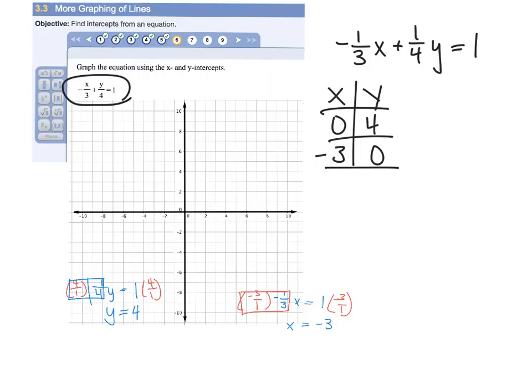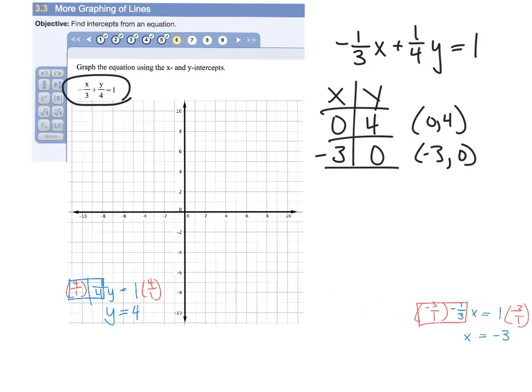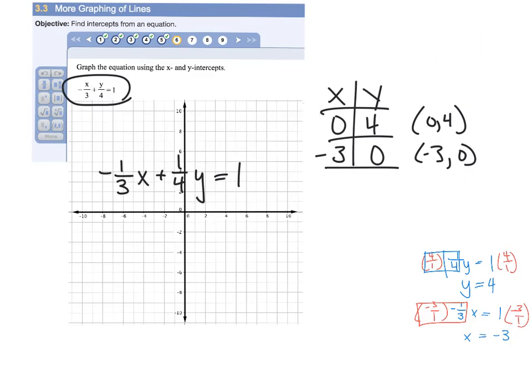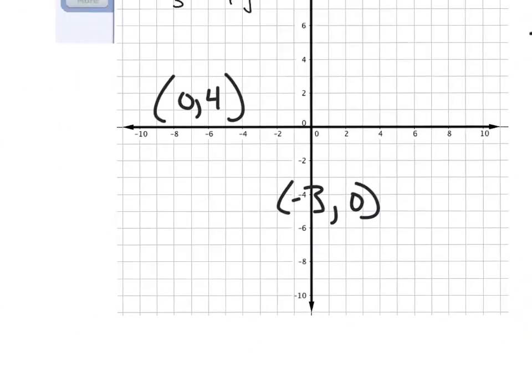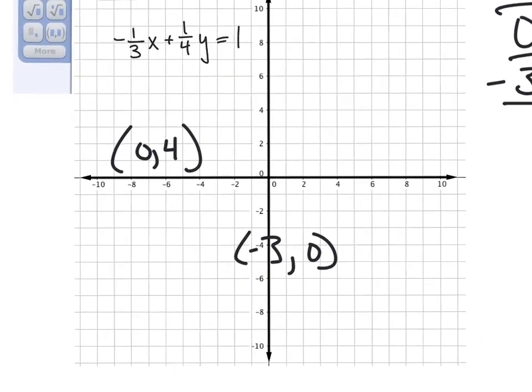And so what are our ordered pairs? Well, our ordered pairs are 0, 4, and then the other one is negative 3, 0. So we're going to get this scratch paper out of the way, and then we're going to move our equation over here, and we're going to move our ordered pairs, and then zoom in here. Whoa, zoom in. And so let's see, where does 0, 4 go? Well, that goes right up here.